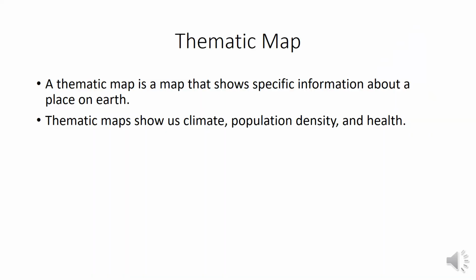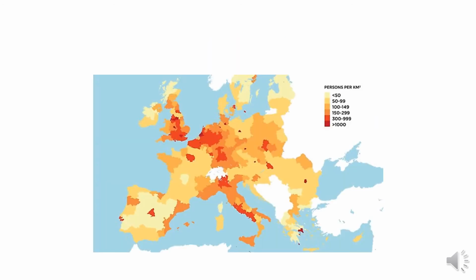Oh, a thematic map. All right, this shows you specific information about a place on Earth. It can show you about the climate, the population density, the health of a certain population of a certain area. So right here we have Europe, and as you guys can see, this is looking at population density. It's talking about persons per kilometer. I know we use miles in America; they use kilometers. They're wrong. We're right. We all know this, but we'll just deal with it, right?